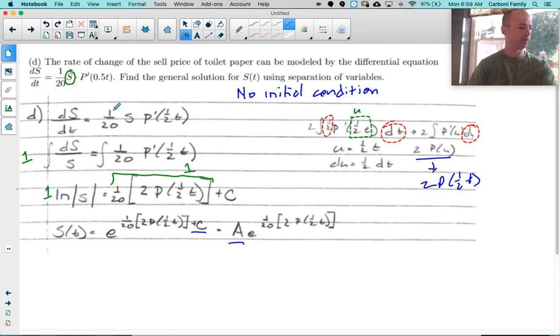That was what, 4 points out of 4? I think it was 4. Yeah, 4 points. So 1 point for separation, 2 points for antiderivatives, and then 1 point for solving for s. There we go.